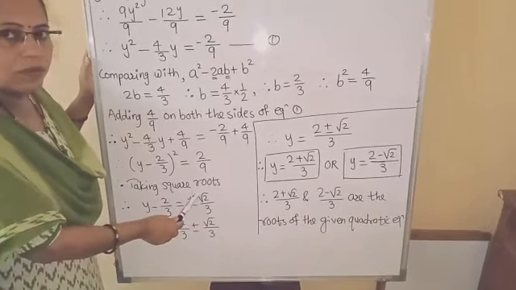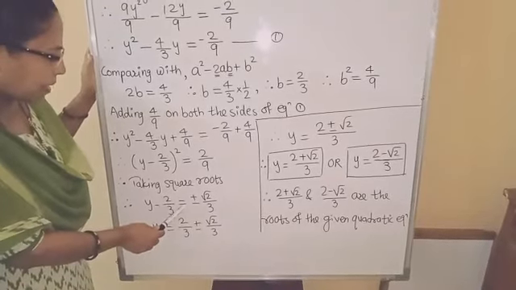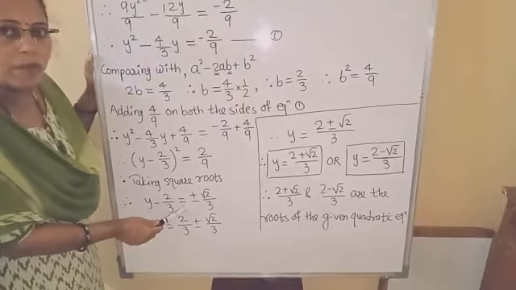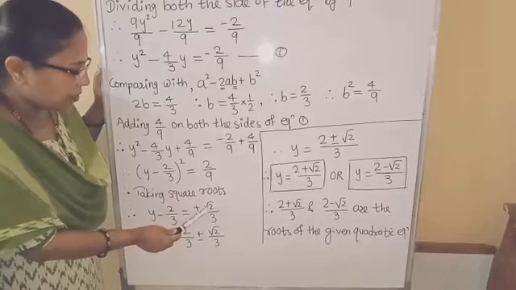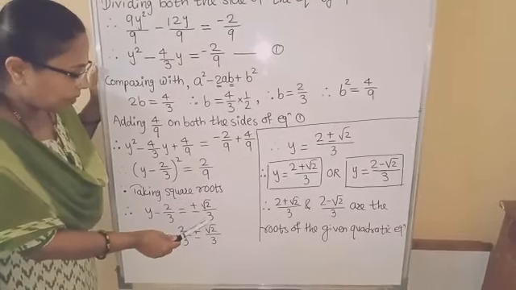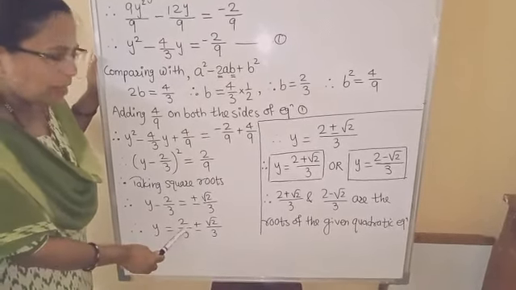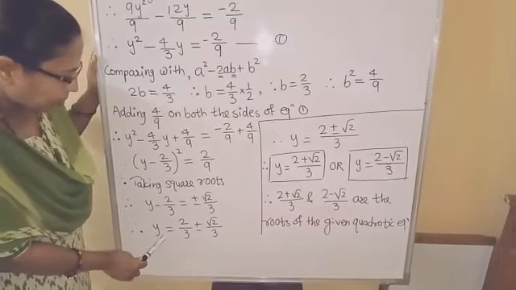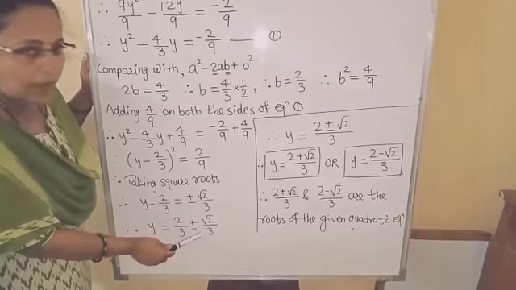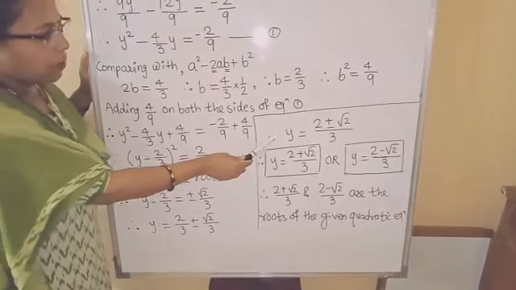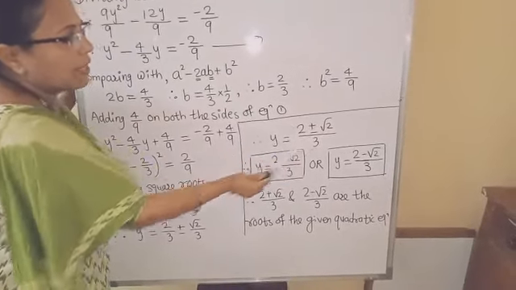Now taking square roots on both the sides, here you will get y minus 2 upon 3 equal to square root may be plus or minus. So plus minus square root of 2 is root 2, square root of 9 is 3. Now take this negative 2 upon 3 on right hand side. So y equal to 2 upon 3 plus minus root 2 upon 3. Therefore, y equal to 2 plus minus root 2 upon 3.